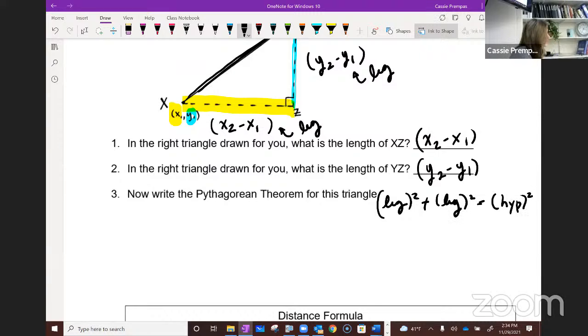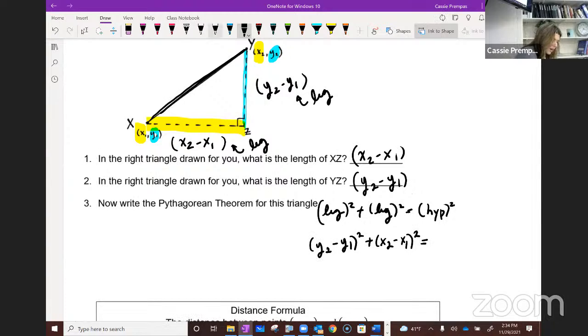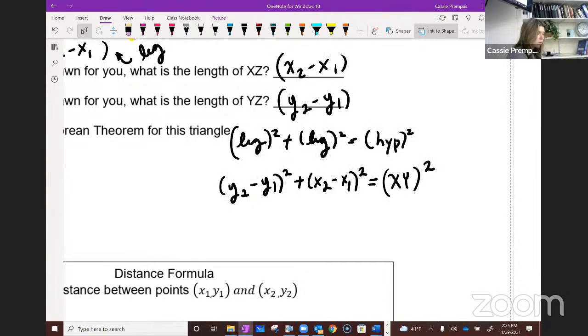And so now I'm going to use these generic situations. One leg is shown with y2 minus y1 squared. The other leg is shown by using x2 minus x1 squared. And then the hypotenuse, we'll call that the length of xy squared. Now, if I'm solving for the length of xy, what undoes a square?